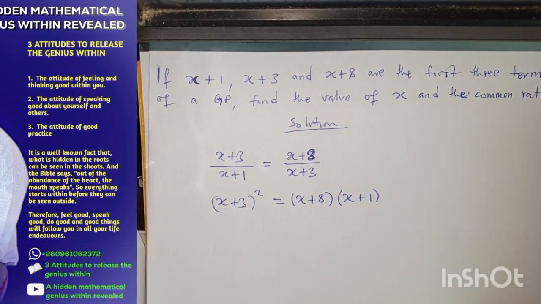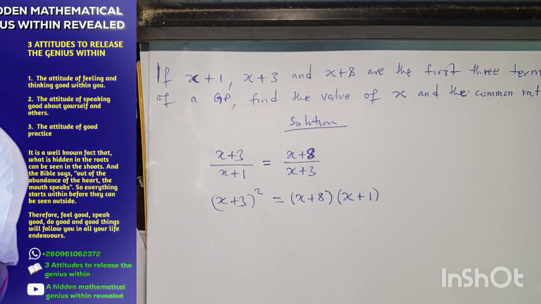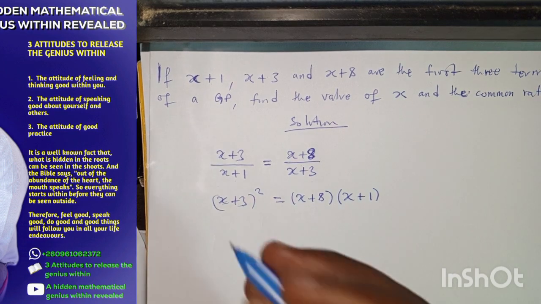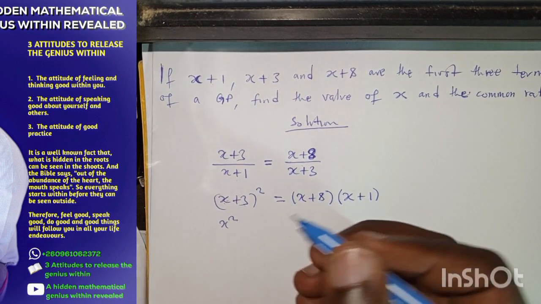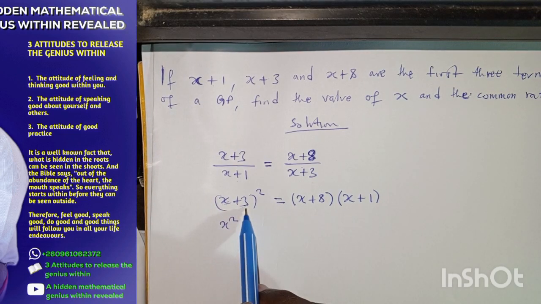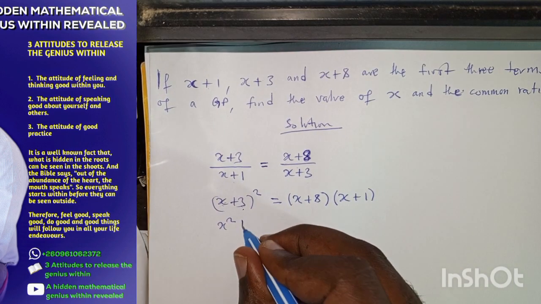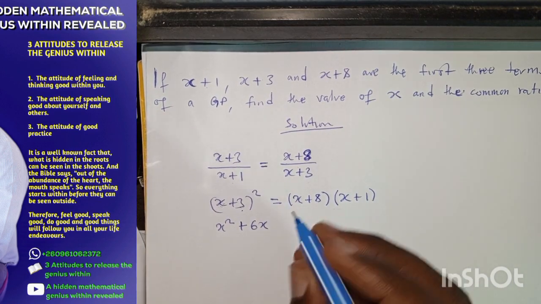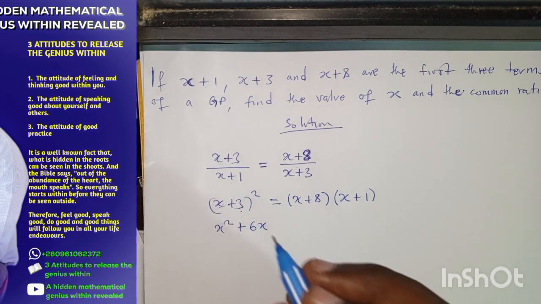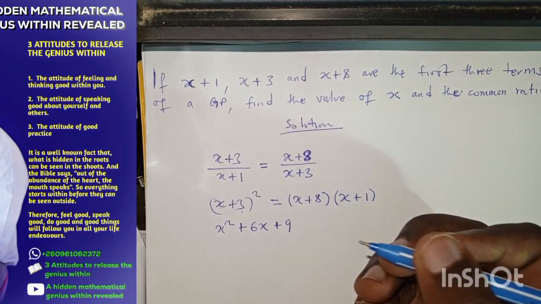Okay, so this one, we can expand it. First we'll square the first term, so x squared. Then we'll multiply these two, x multiplied by 3, that is 3x, and 3x multiplied by 2, that is 6x. So plus 6x. Then the square of the last term, the square of 3, that is 9. So plus 9.